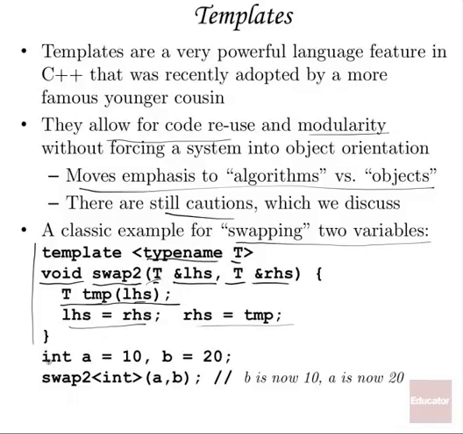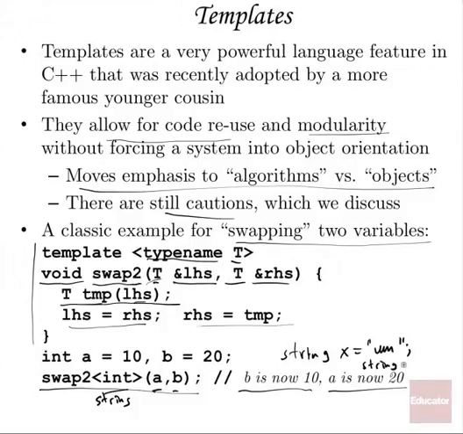So we have a couple of tests here. We have int A equals 10, B equals 20. We swap these two variables using the integer version of the function. We swap A and B, so now B is 10, and A is now 20. You can do the same thing with string. If we have string X equals some text, and string Y is equal to some text, we can run swap2 on string against X and Y. So the code is already written.